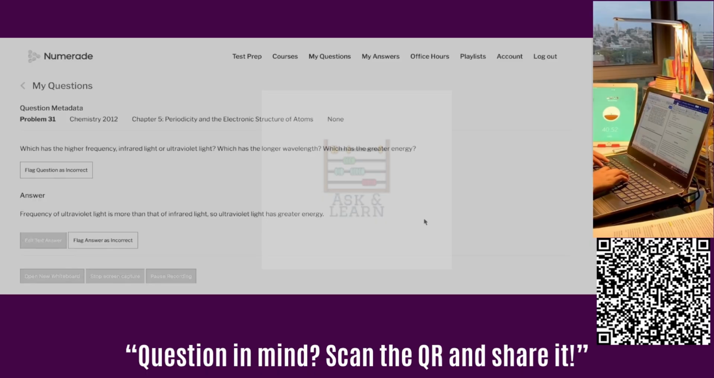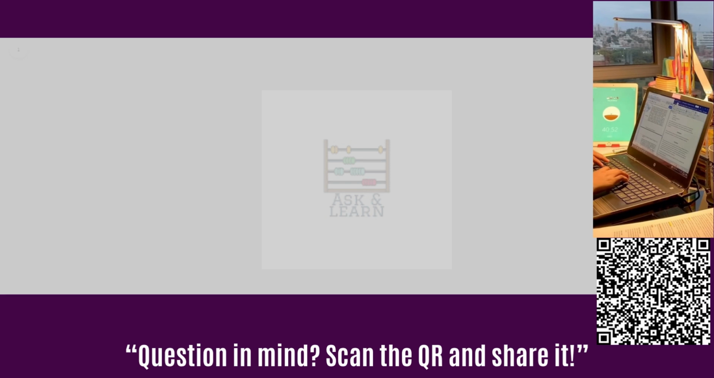Right. So for this question, we'll ask which has higher frequency, infrared or UV, and which one has longer wavelength, which one has greater energy. All right, before we start, I want us to first figure out the equation.